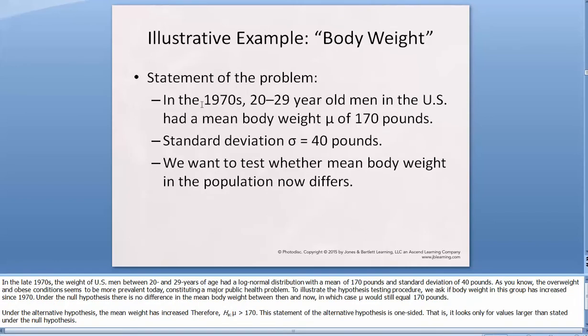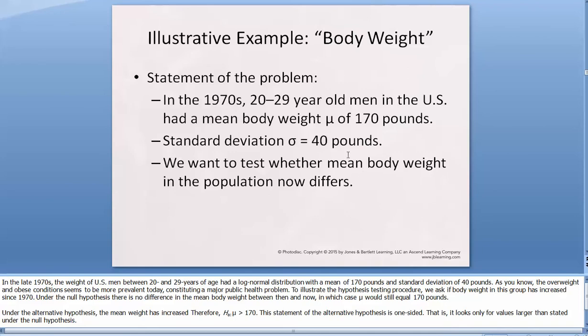So here's an example where we have a problem, and then let's see how we set up the null and the alternative hypothesis. In the 1970s, 20 to 29-year-old men had an average body weight of 170 pounds, and the standard deviation turned out to be 40 pounds. Now we need to test whether the average weight among men of this age group is still 170. Is it more or is it less? Which way you want to go is up to the user to decide.